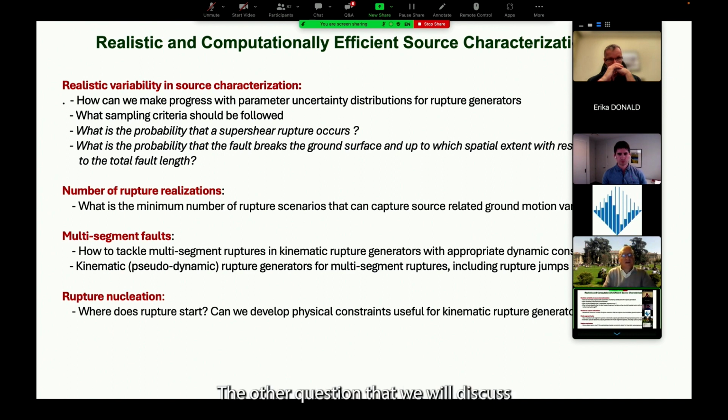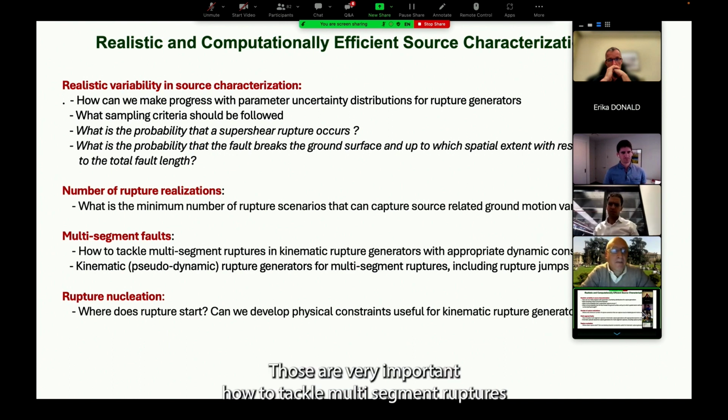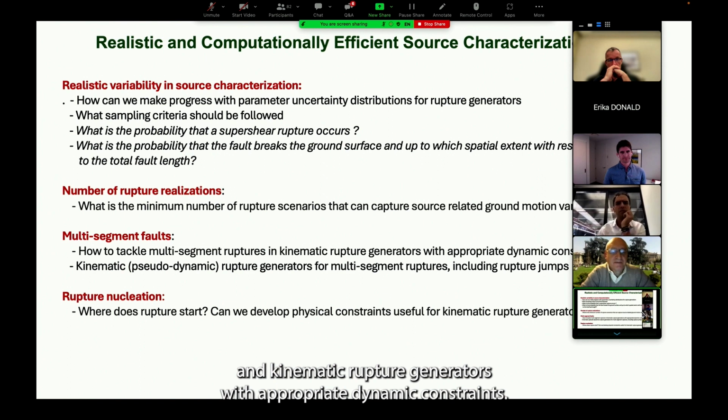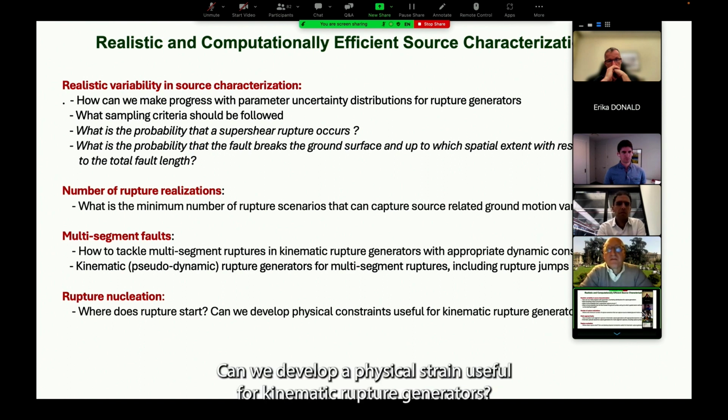The other question that we will discuss today is the number of rupture realizations, although a couple of speakers touched upon that a little bit. The other topic is multi-segment faults. Those are very important. How to tackle multi-segment ruptures in kinematic rupture generators with appropriate dynamic constraints? So, the dynamic rupture generators for multi-segment ruptures, including rupture jumps. And rupture nucleation, that was also a theme of discussion today. Where does a rupture start? Can we develop a physical constraint useful for kinematic rupture generators?